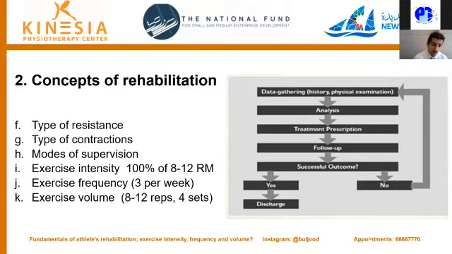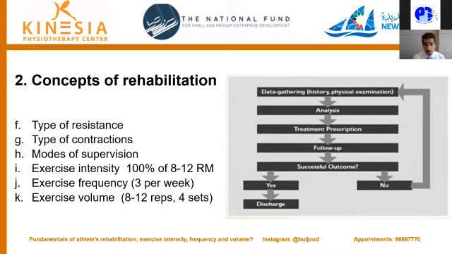Of course, the frequency is 3 times per week. This is what I suggest, because we give 1 day off, 1 day training, 1 day off, 1 day training. This is a basic concept we need to apply, not just because a lot of patients come to us and they only come once or twice per week, and they don't do anything later on. So I think that's insufficient. It should be minimum 3 times per week. And the volume, of course, 8 to 12 repetitions, 4 sets. This is the strength and conditioning recommendation.